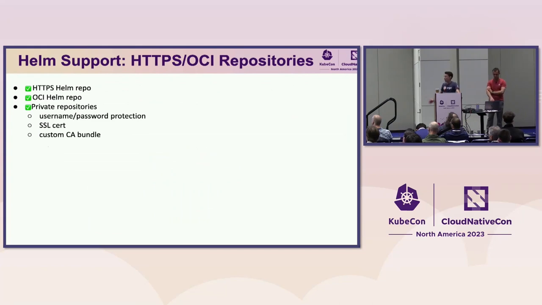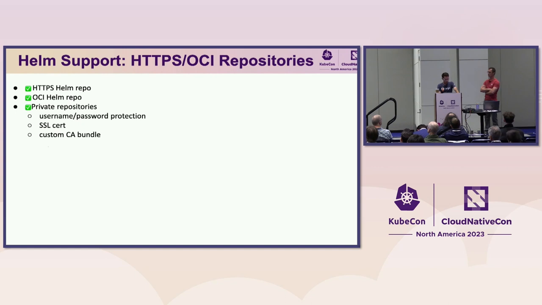And finally, before I get to the demo, I mentioned before that because Argo CD is managing the Helm dependencies for you, it adds some convenience around private repositories. So if you're using Helm install natively, you must download those Helm repositories and somehow figure out authentication locally with your local environment. But because Argo CD is kind of handling this all for you, we offer out-of-the-box support for HTTPS repos, OCI Helm repos, and private repos.